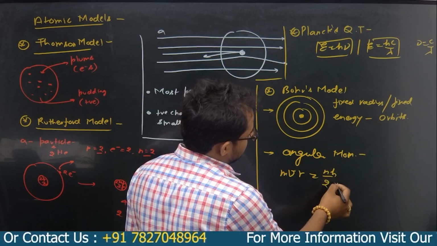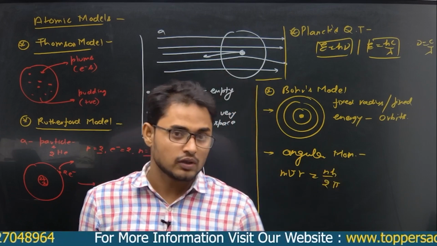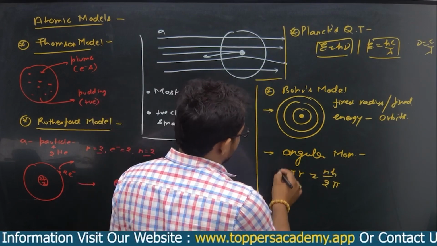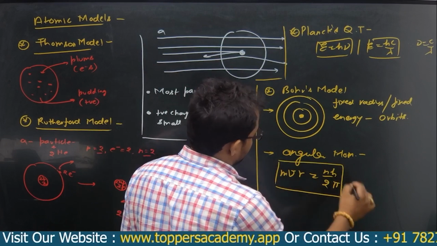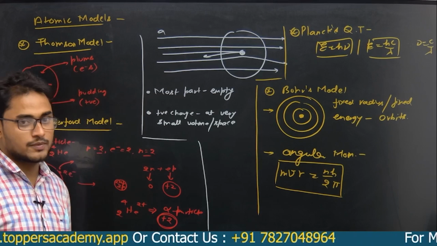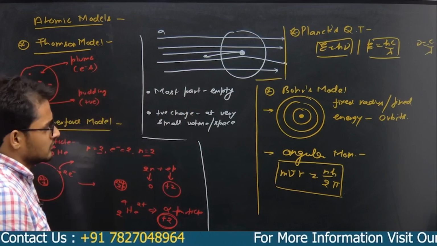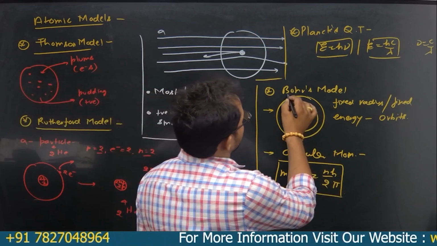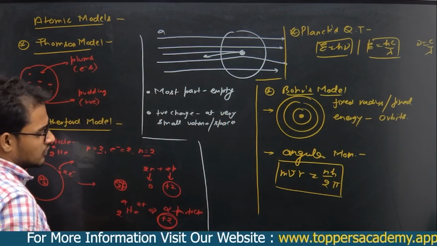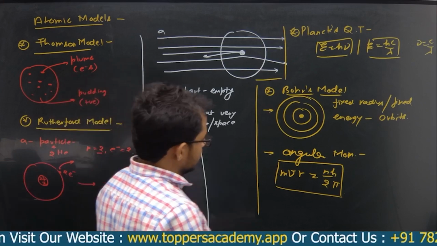Why am I using angular momentum here? Because the electron is revolving in a circular orbit, a circular path is here. So mvr is equal to nh upon 2 pi. So these are the atomic models which are present in this chapter. Rutherford and Niels Bohr models are generally important, because the Thomson model is very general and everyone knows about it. So I am going to move on to the next topic.